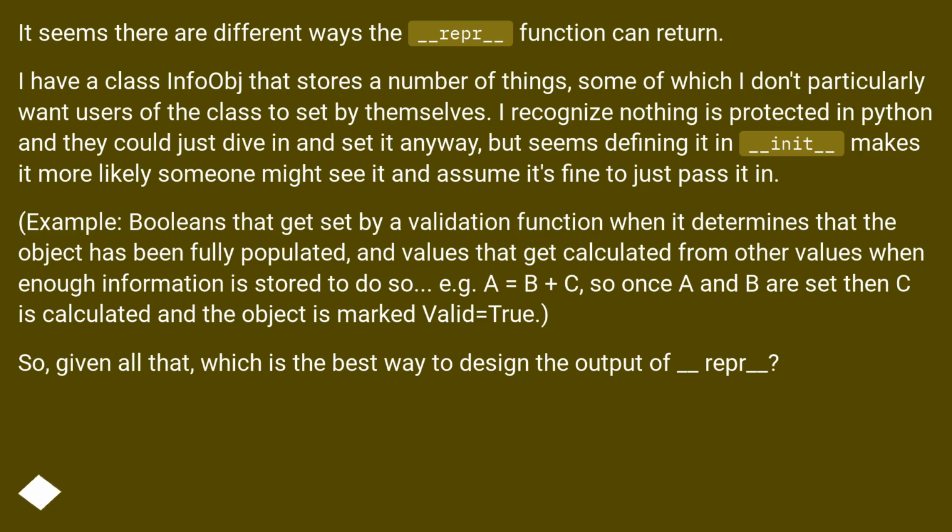I recognize nothing's protected in Python and they could just dive in and set it anyway, but defining it in __init__ makes it more likely someone might see it and assume it's fine to just pass it in. Example: booleans that get set by a validation function when it determines that the object has been fully populated, and values that get calculated from other values when enough information is stored to do so. For example, A equals B plus C, so once A and B are set then C is calculated and the object is marked valid equals true.